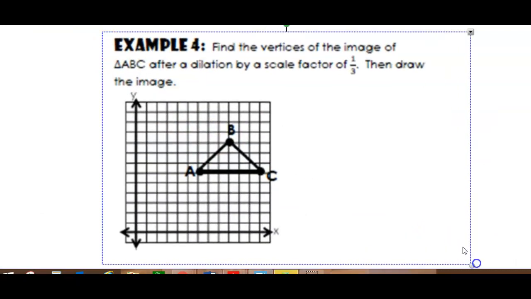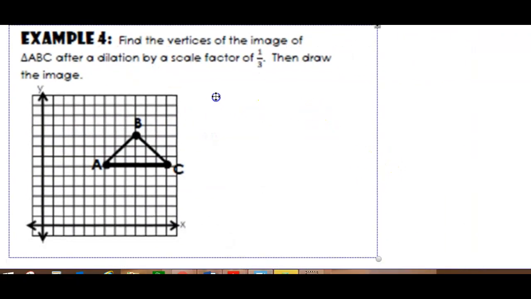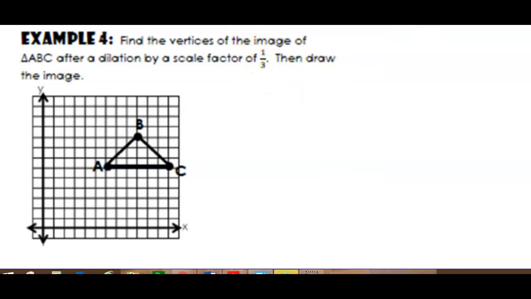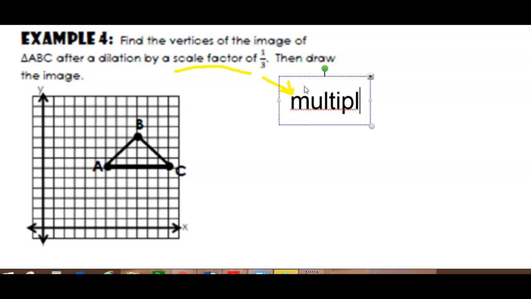Now, something I want you to notice about this one, it's a little bit easier because it's a triangle, but again, we have a scale factor that's a fraction. But I'll say it till I'm blue in the face. Anytime we see scale factor, that is multiplication. So let's go ahead and write ourselves the note that says multiplication. This time, again, we are multiplying with a fraction.